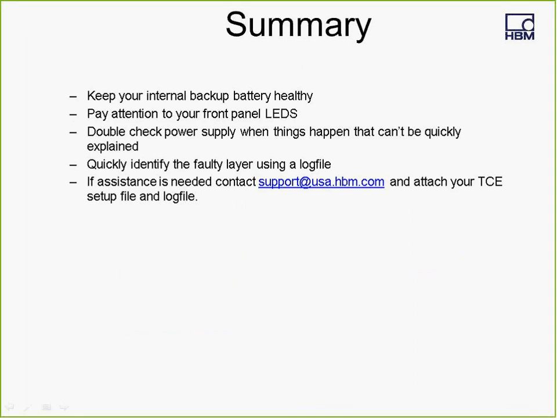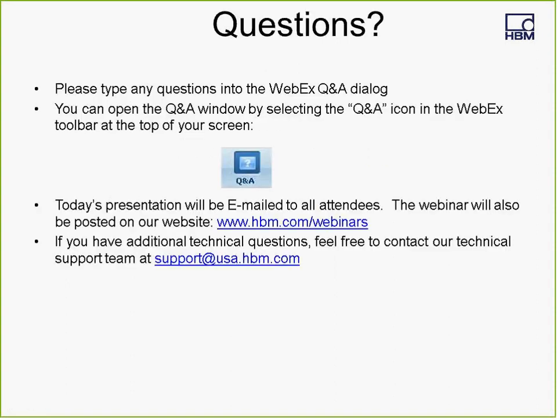Okay, just a quick summary today of some important points. Keep your internal backup battery healthy. Pay attention to your front panel LEDs if possible. Double check your power supply when things happen that can't be quickly explained. And then try and quickly identify the faulty layer using a log file. If assistance is needed, contact support@usa.hbm.com and attach your TCE setup file and log file, and we will sure try and help you as best we can.